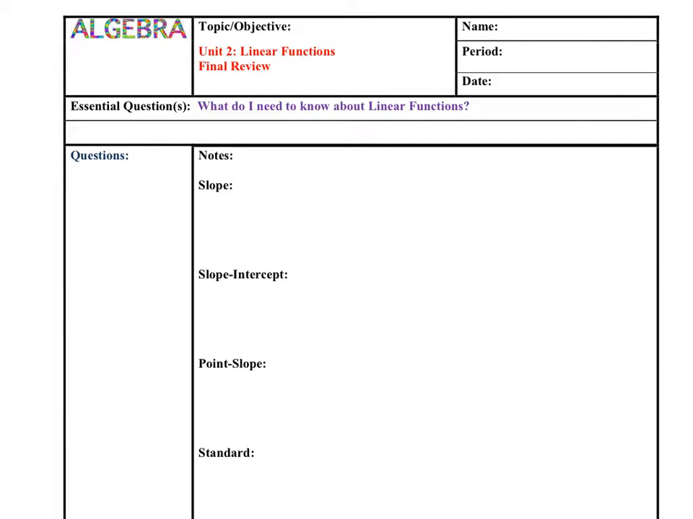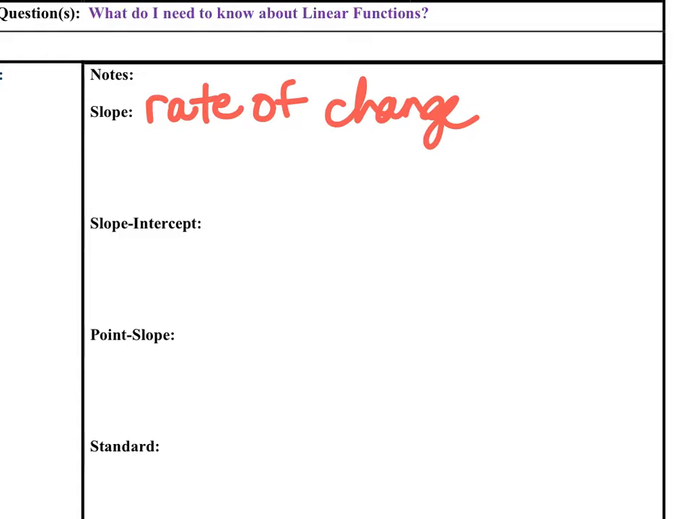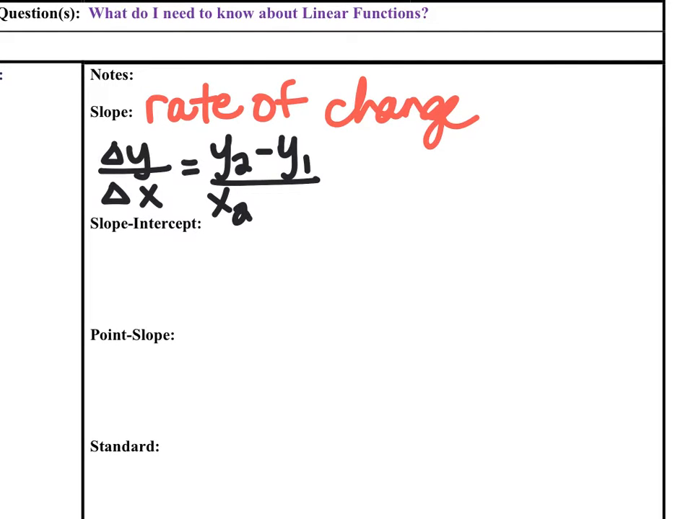Today we're reviewing Unit 2, which is linear functions. Let's start with talking about a few key terms and ideas from this unit. The first is slope, which is also known as the rate of change. Slope, or rate of change, is the change in y over the change in x. And change is a subtraction word, and so it is y2 minus y1 over x2 minus x1.